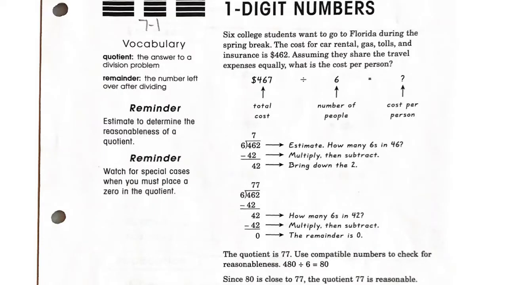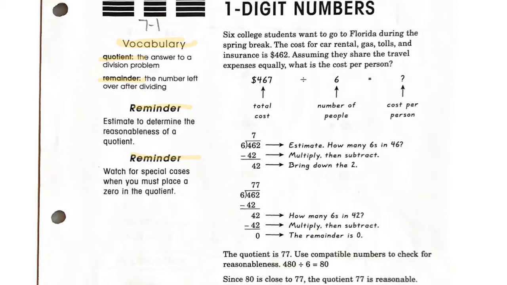All right, dividing by a one-digit number, we have some vocabulary. A quotient is the answer to a division problem. The remainder is the number left after the dividing. Remember, estimate to determine reasonableness of a quotient. Remember, watch for special cases when you must place a 0 in the quotient. So, here we go.